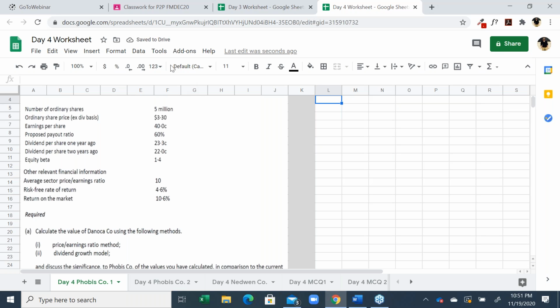So that's A1, using PE ratio. First of all, we need earning per share, which we call EPS, of Denoka company. What is the EPS of Denoka company? It's 40 cents.